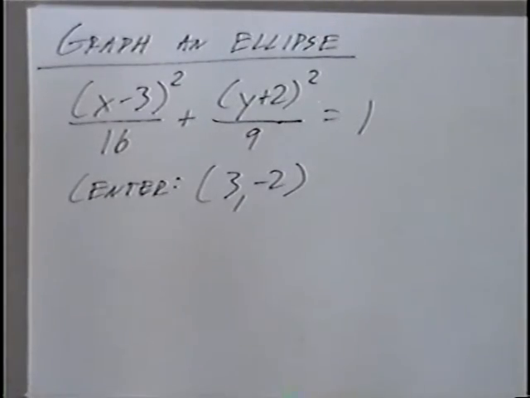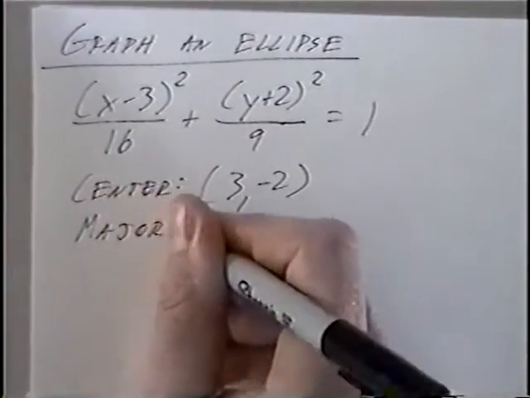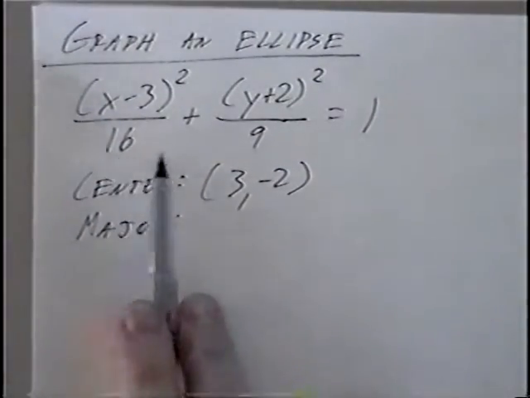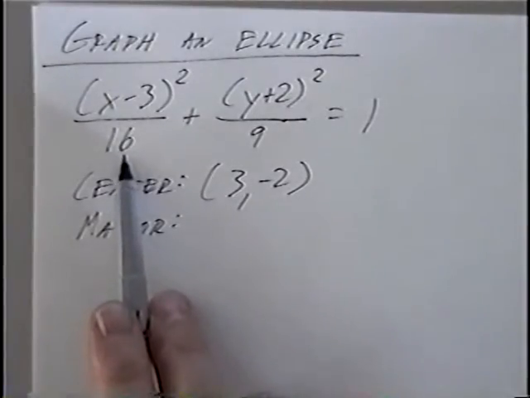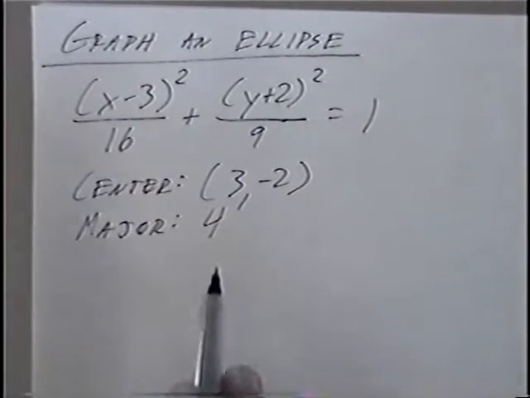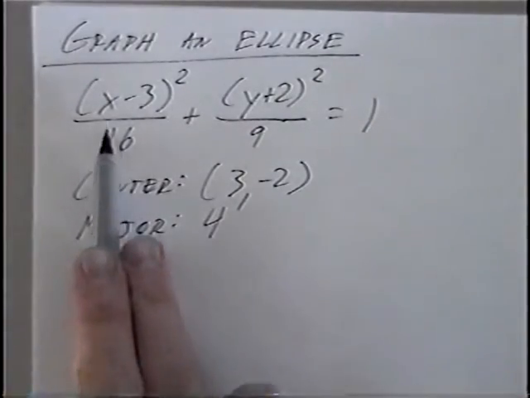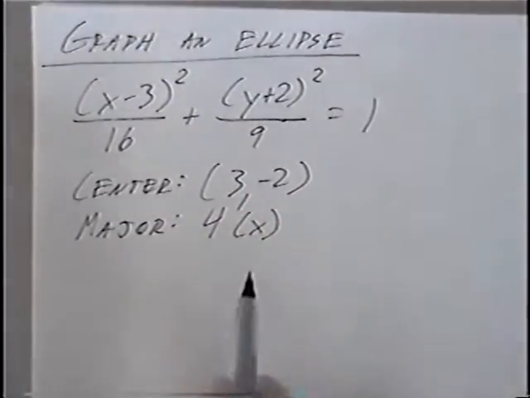Instead of a radius, we'll have a major and minor axis. The major will be the bigger number underneath the fraction, which would be 16. But just like the radius from the circle, we'll take the square root, which would be 4. After the 4, since the 16's underneath the x in the fraction, we'll put an x, so this will be 4 units in the x direction.